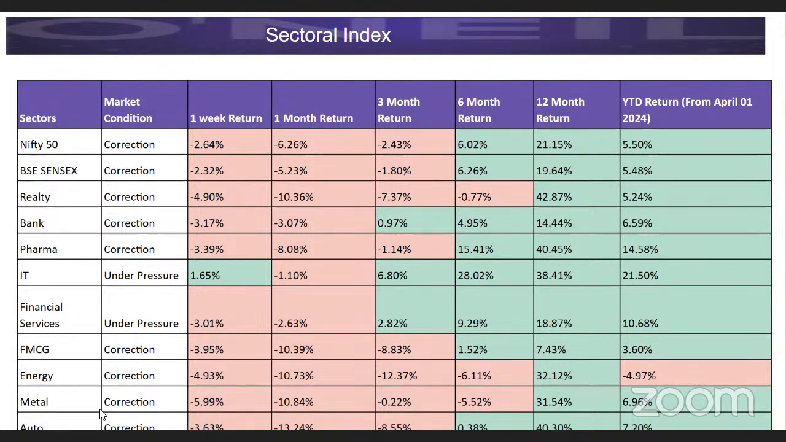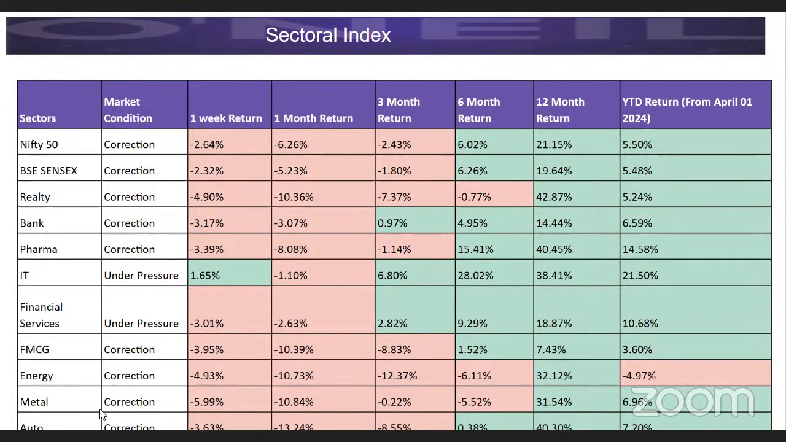So here, if you see currently, as per the O'Neill methodology, almost all sectoral indices, including the benchmark index, except IT and financial services, are in a clear-cut downtrend, that is correction. IT is only under pressure. Apart from IT, all the indices are showing negativity as per the O'Neill methodology as well as on the chart. If you see the last 3 months, the majority of the indices have generated negative return in 1 week, 1 month, and 3 months, while in the last 12 months, all major indices have generated positive return. You can see it here on this table.